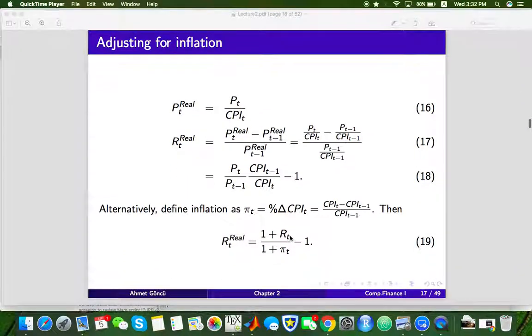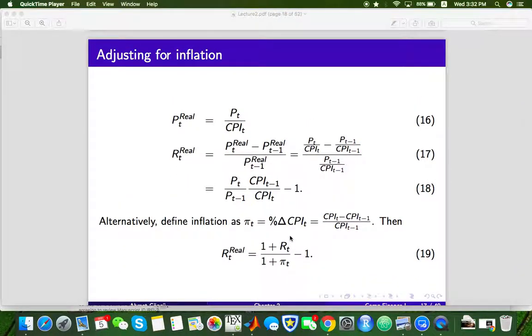Let's also talk about adjusting for inflation. We know that inflation is captured by the consumer price index. That's often what we use as a proxy to capture or measure the level of inflation from t-1 to t. So we denote it by the CPI here. So that's the consumer price index.